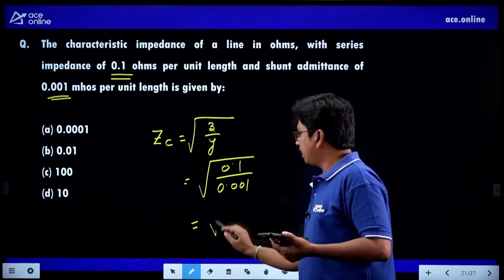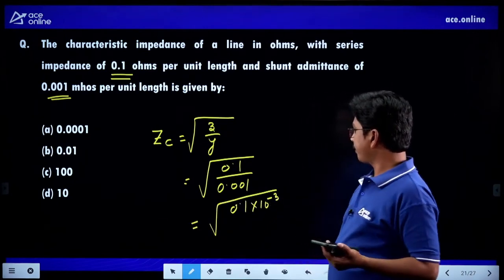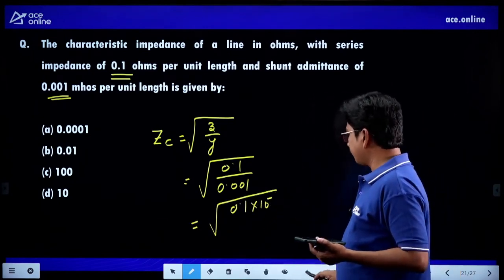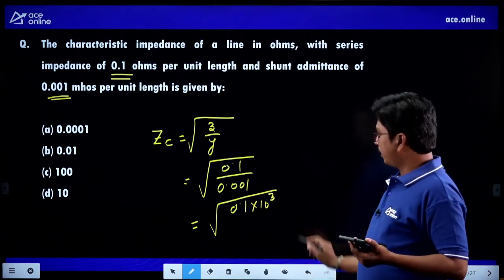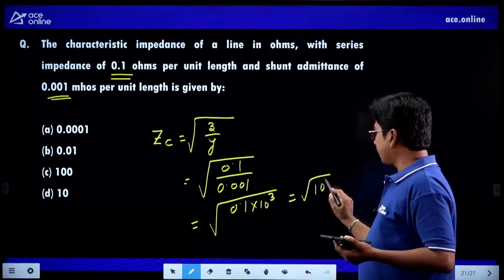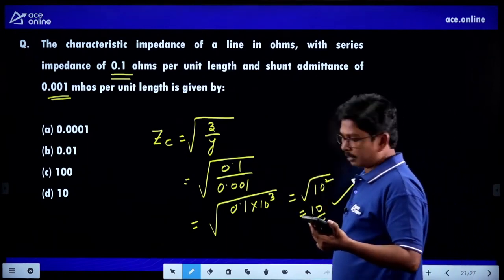Please check it. It will be 0.1 into 10 power minus 3. With 10 power minus 3 in the denominator, it will be 10 power plus 3. So it will be root of 100 square. It will be 10, not 100. Yes, it will be 10.